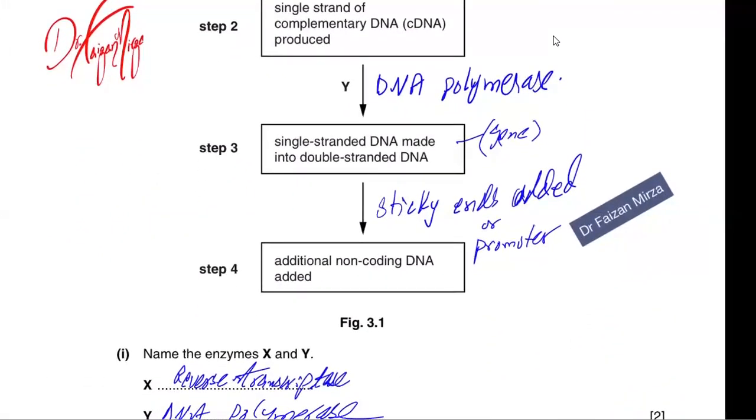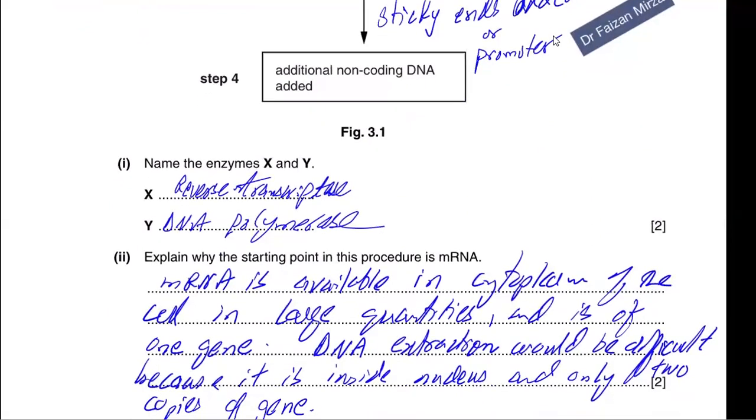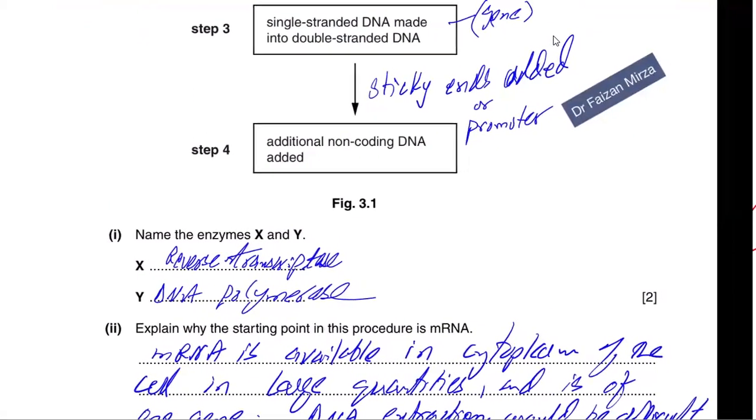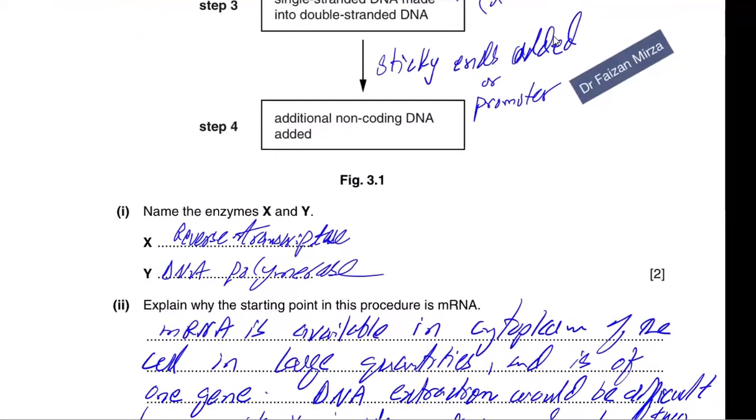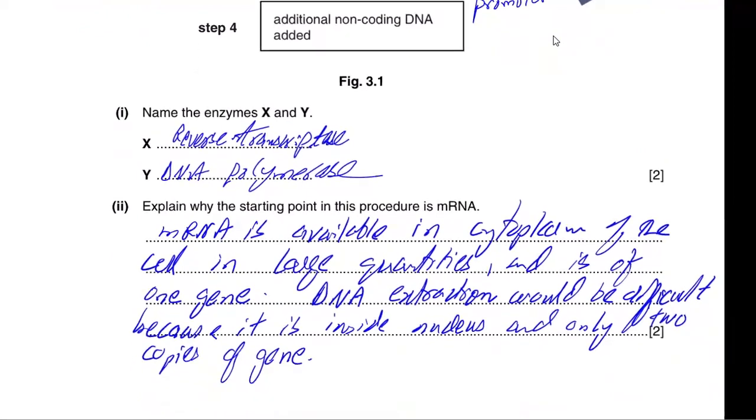Then in step four, additional non-coding DNA is added. This could either be the sticky ends or the promoter being added. They have not specified, so we won't go there. But if they had asked, we could have answered that step four is about sticky ends or the promoter. Then they're asking to name the enzymes X and Y. We have already listed them: reverse transcriptase and DNA polymerase.